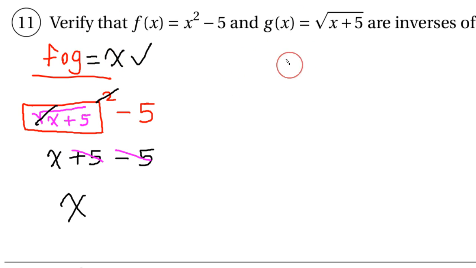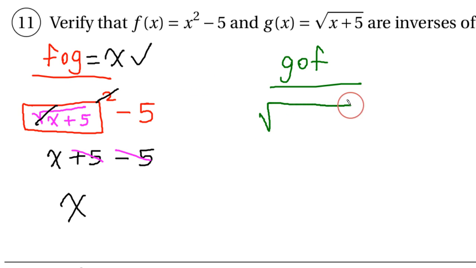The next thing I need to do is look at g of f. Taking a look at g of f means start with g. So g says the square root of x plus 5. Make sure my plus 5 is inside that square root. And now it's saying I need to do x squared minus 5 inside of that. So x squared minus 5. Let me erase that and make it a little bit bigger here. Now that I've made it bigger, x squared minus 5.